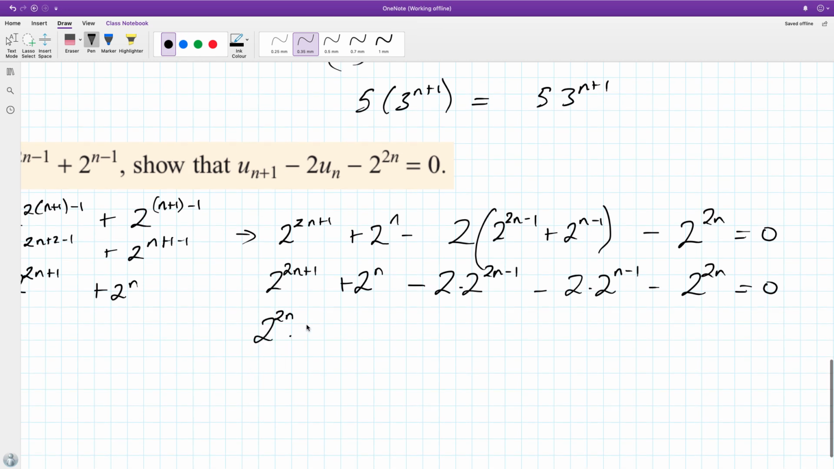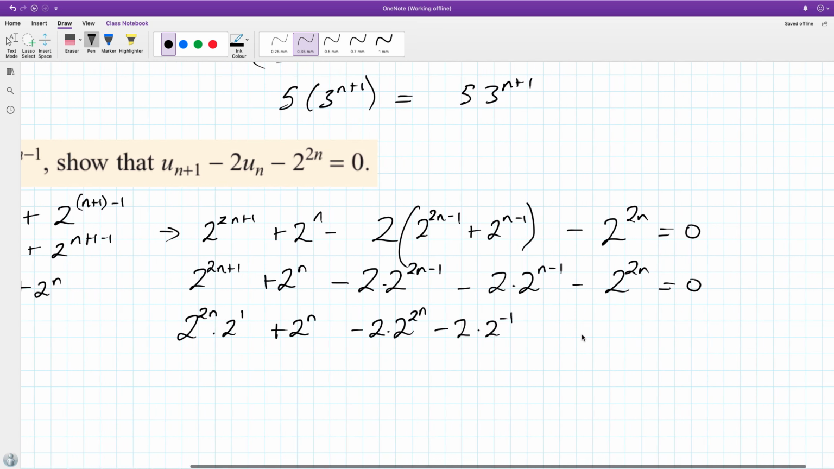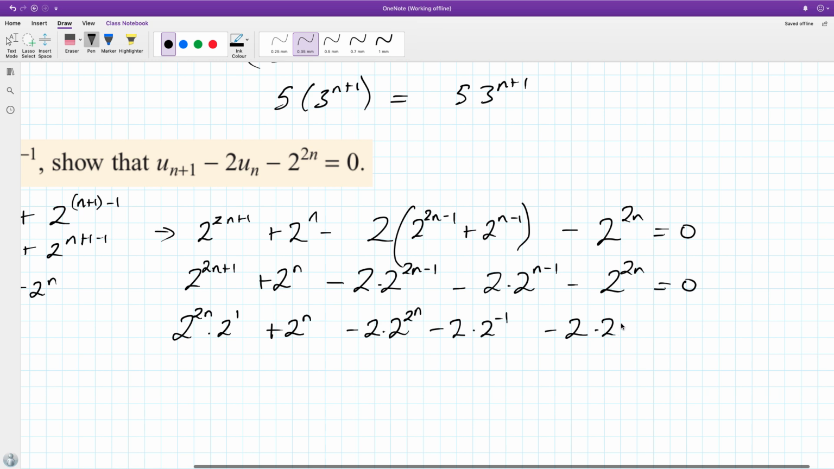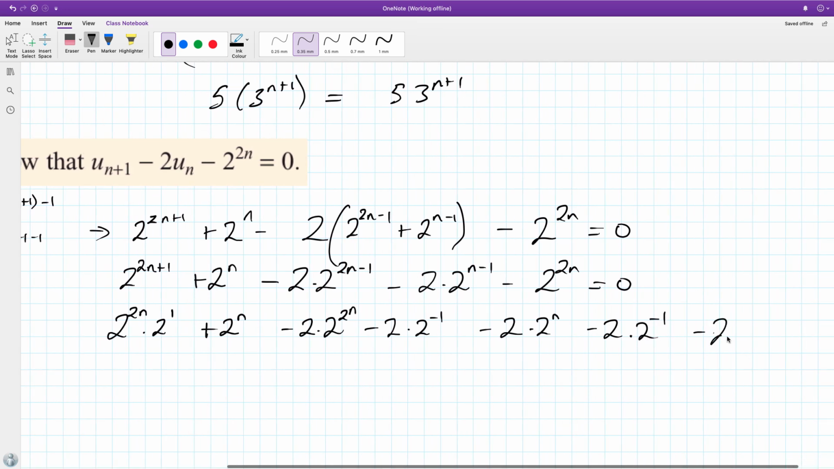That's 2 to the power of 2n by 2 to the power of 1, plus 2 to the power of n. That is minus 2 times 2 to the power of 2n minus 2 by 2 to the power of minus 1, minus 2 by 2 to the power of n, minus 2 by 2 to the power of minus 1, minus 2 to the power of 2n, is equal to 0. Is that alright?